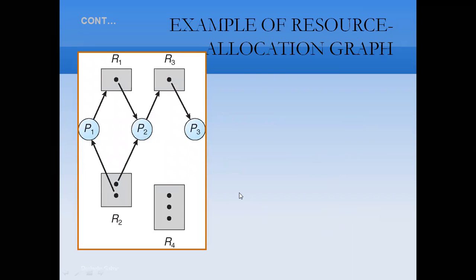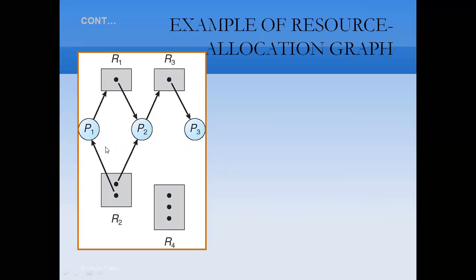In this example, we can see we have 3 processes P1, P2, P3 and 4 resources R1, R2, R3, R4. R1 consists of a single instance of a resource, R2 has 2 instances, R3 has 1 single instance, and R4 has 3 instances. Firstly, we understand which type of edges we are talking about. Again, I am repeating, if the edge is from process to resource, it means it is requesting this resource, and if the edge is from resource to process, then it is an assignment edge.